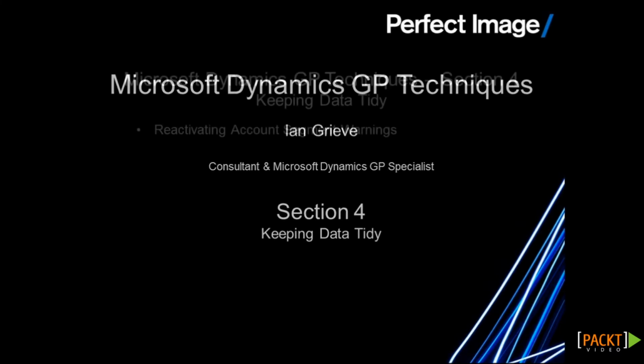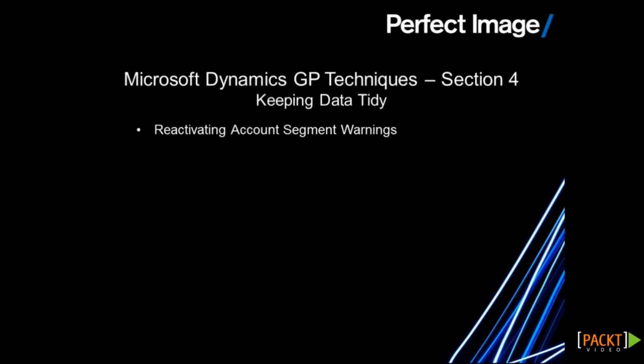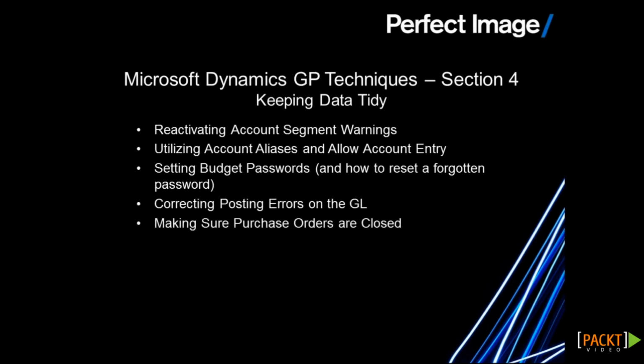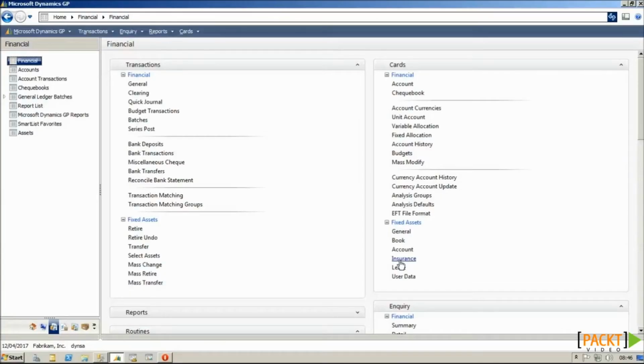In this section, we're going to take a look at reactivating account segment warnings, utilising account aliases and allow account entry, setting budget passwords and how to reset a forgotten password, correcting posting errors on the GL, and making sure purchase orders are closed. In the last section, we took a look at reporting in Dynamics GP, and in this one, we're going to have a look at a few of the ways in which data can be kept tidy.